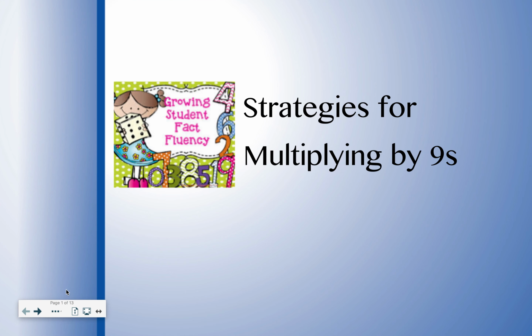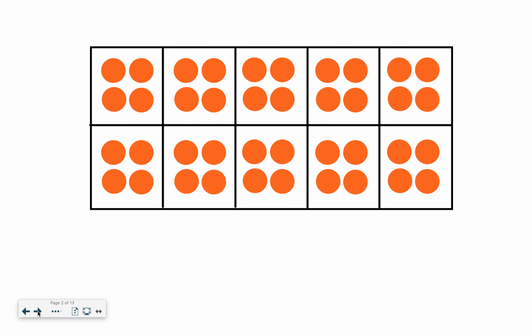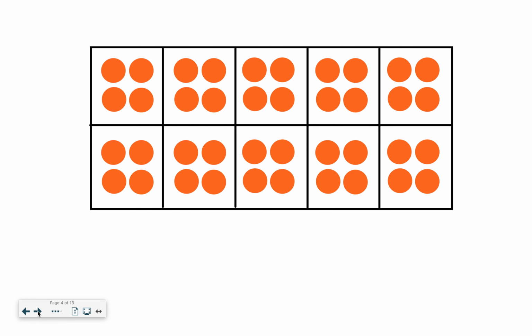This video will discuss strategies for multiplying by nines. On the next screen, I'm going to flash you some dots. Watch carefully and tell me how many dots do you see? Think about that. I'm going to show it to you again. How many did you see? Hopefully you saw 40 dots.